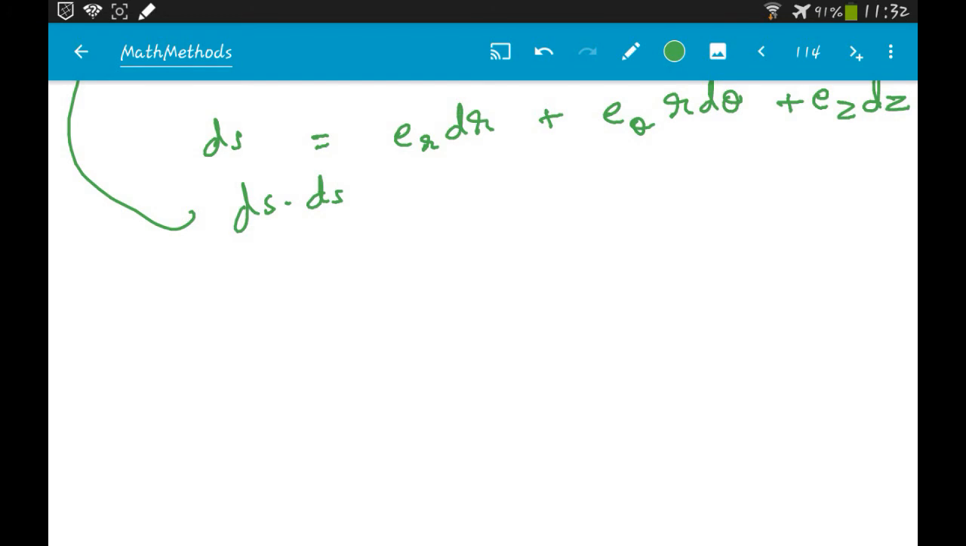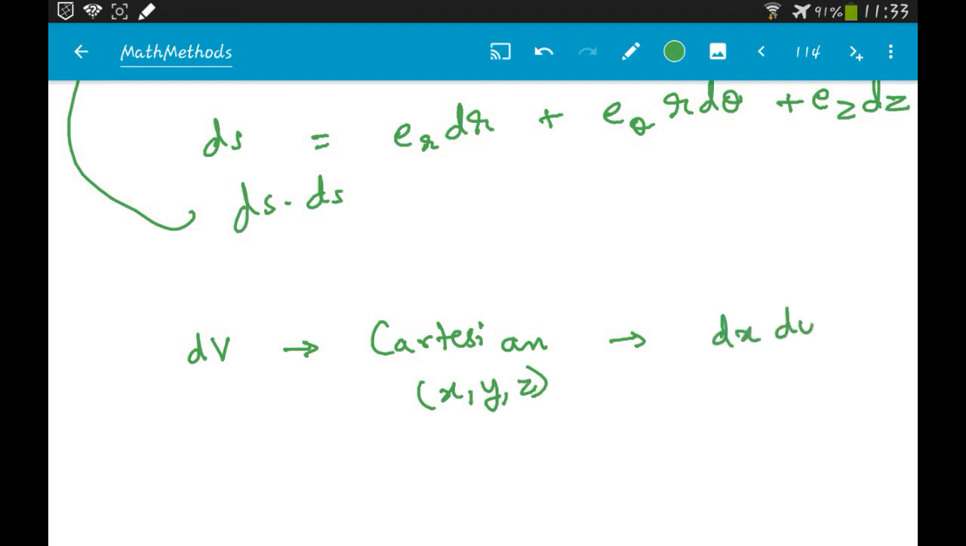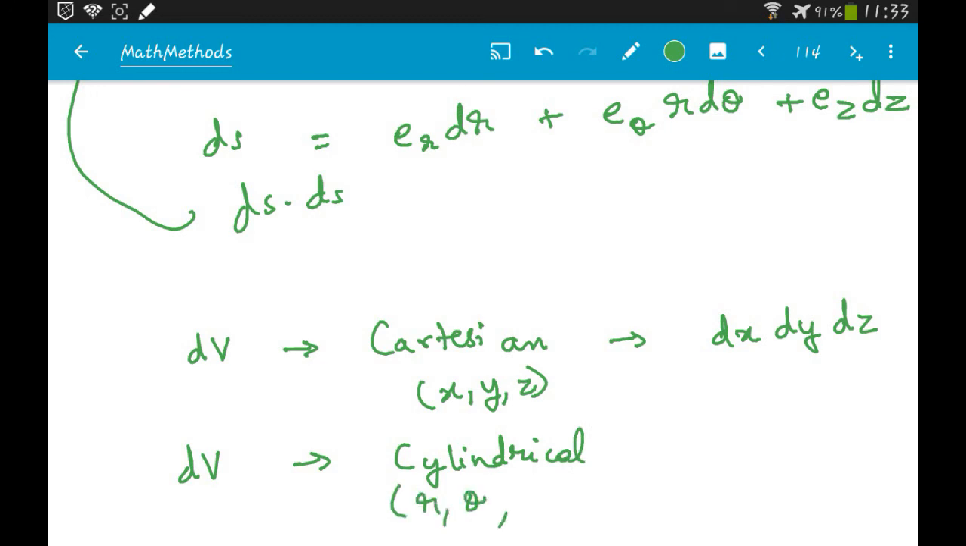Now suppose you want to get the volume element. The volume element in the Cartesian system, which is x, y, z, is going to be dx, dy and dz. But for the cylindrical system, which is r, theta and z, this is going to convert to dr, r d theta and dz. So this is going to be your volume.